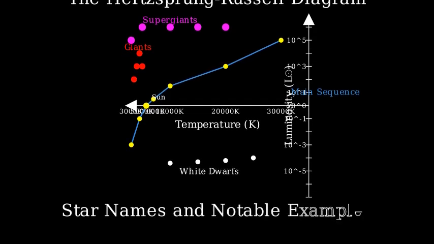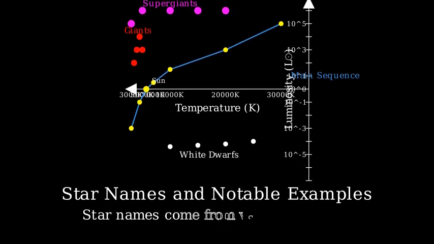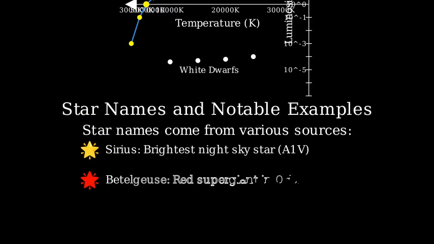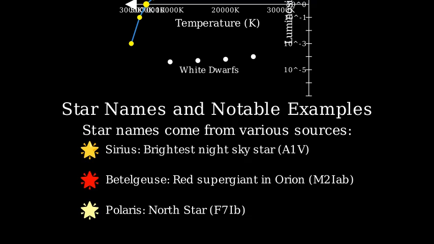Finally, let's talk about how stars are named. Stars often have traditional names that come from ancient cultures, particularly Arabic, Greek, and Latin. For example, Sirius, the brightest star in our night sky, Betelgeuse, a red supergiant in Orion, and Polaris, our North Star.